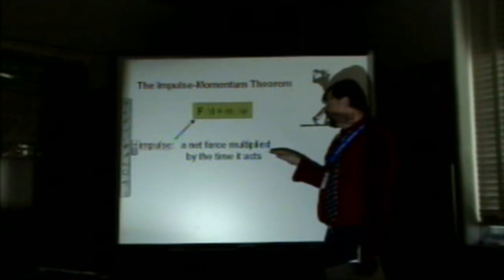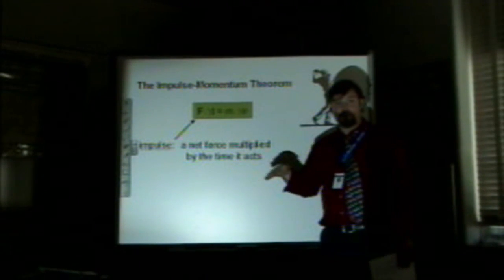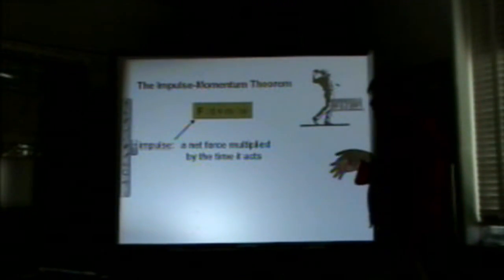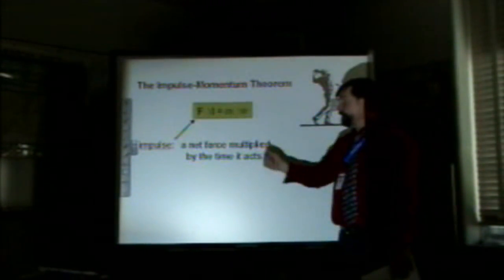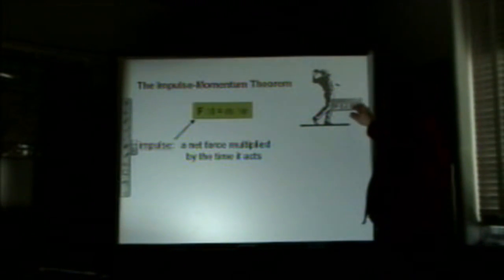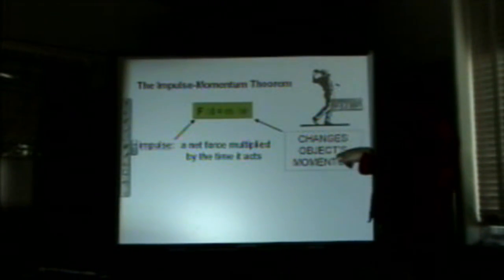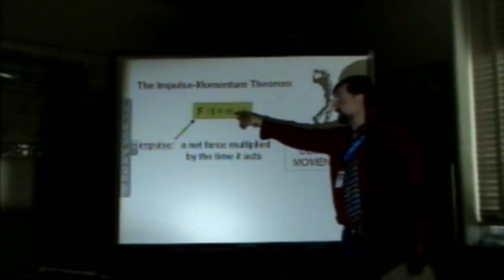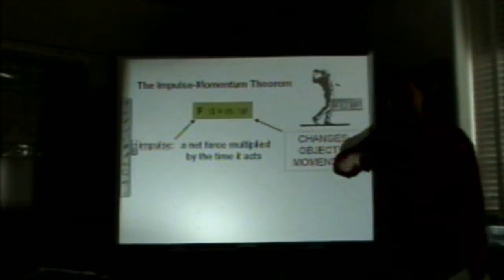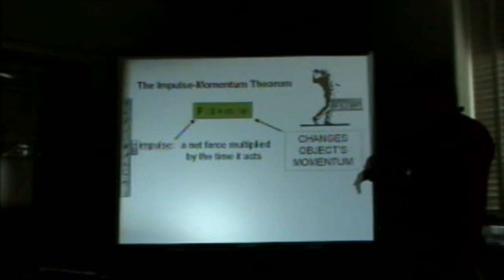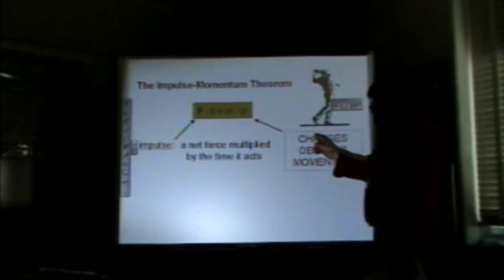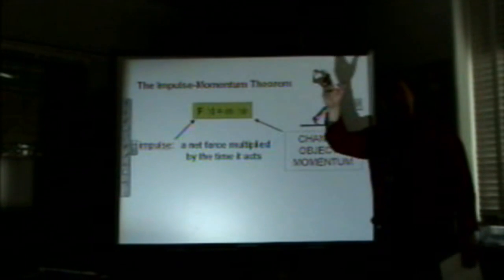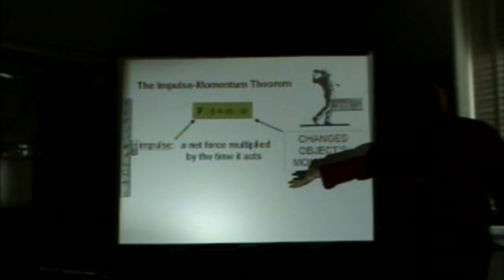A net force that's applied over a time period causes a change in velocity, which is known as an acceleration. If we're looking at momentum, linear momentum is mass times velocity. A change in that velocity gives you a change in that momentum. More velocity, more momentum.